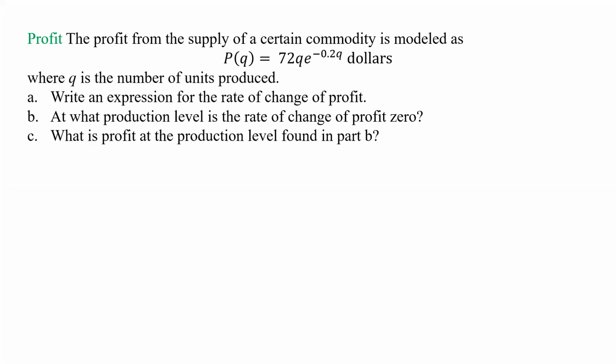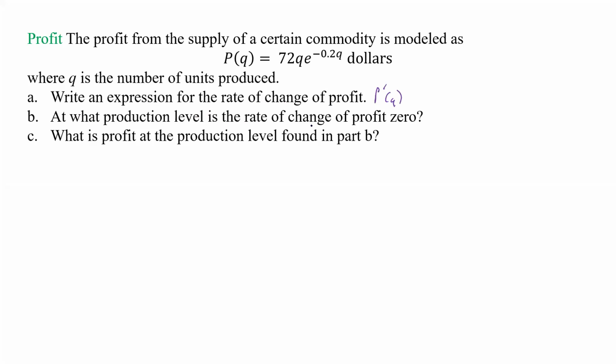All right, so here we have the profit from the supply of a certain commodity is modeled as P of Q equals 72Q e to the negative 0.2 Q dollars, where Q is the number of units produced. So we're supposed to write an expression for the rate of change of profit. So basically we need to find P prime of Q.